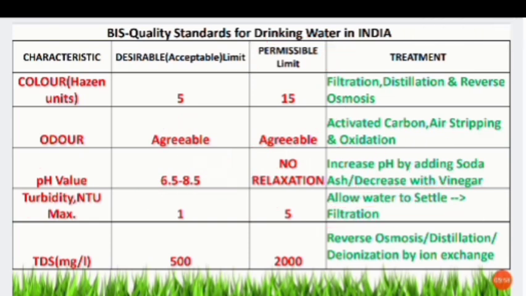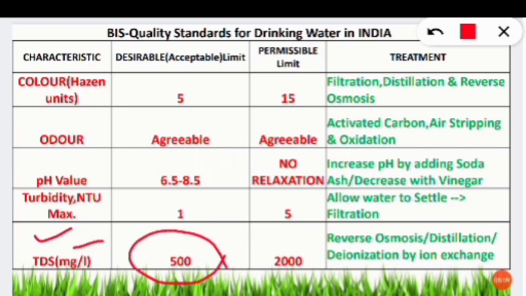The next physical parameter for water is TDS. Yes, TDS means total dissolved solids, that is, how much quantity of solids is dissolved inside the water. It is expressed in milligram per liter, and the acceptable limit is 500 milligram per liter, and the permissible limit is 2000 milligram per liter as per the BIS quality standards.